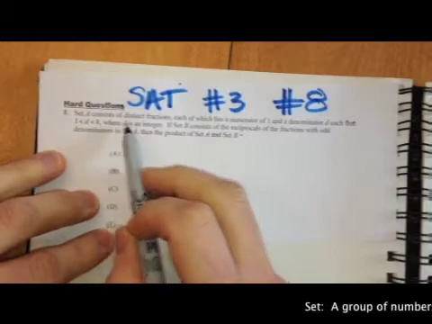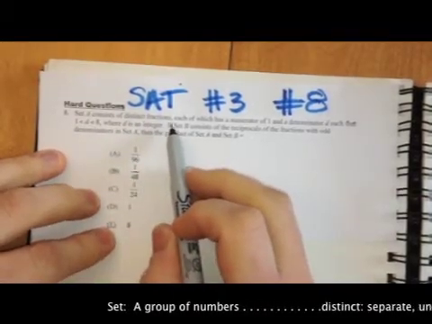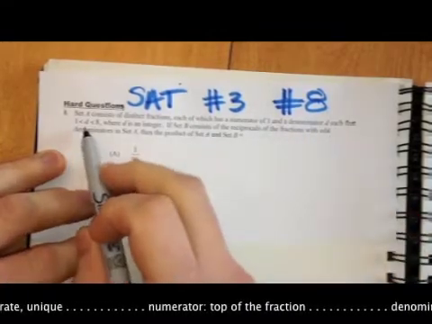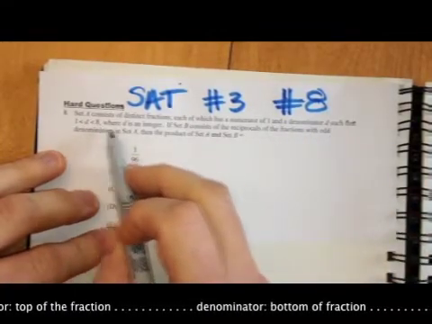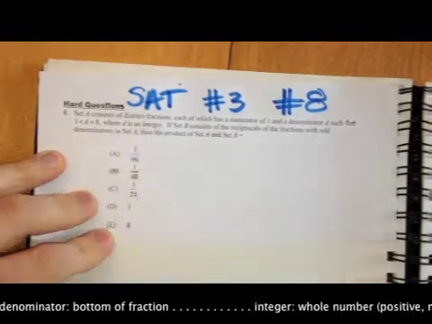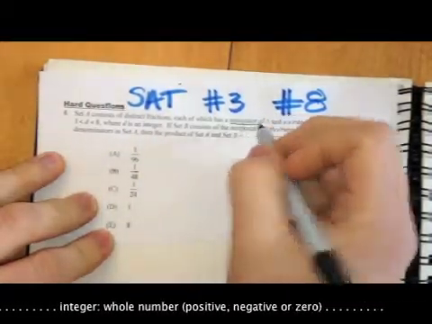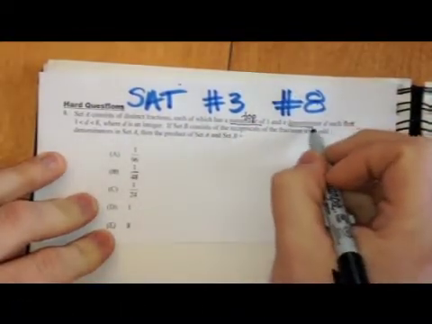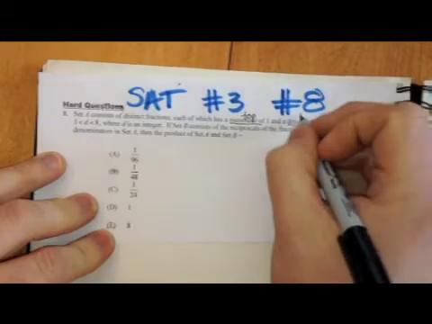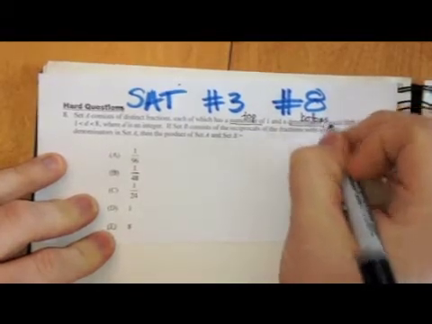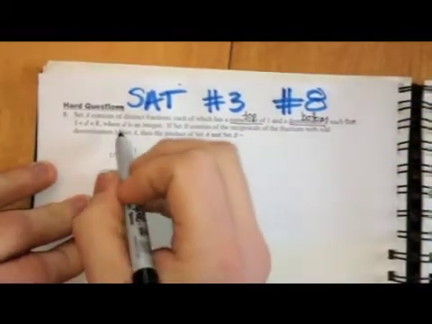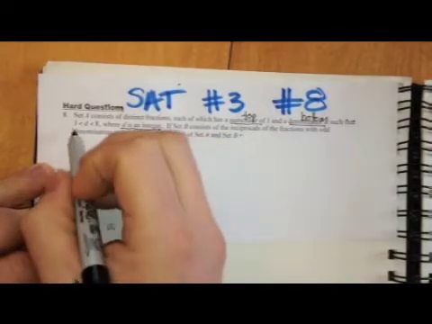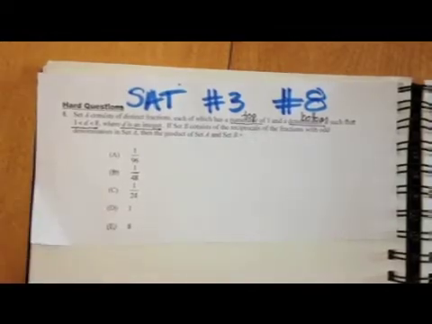Set A consists of distinct fractions, each of which has a numerator of 1 and a denominator d, such that 1 is less than d, which is less than 8, where d is an integer. Stop there for a second. It says numerator, that's the top of the fraction, is 1. Denominator, that's the bottom of the fraction, is d. And d is an integer, no decimals, and it's between 1 and 8. I never knew that.